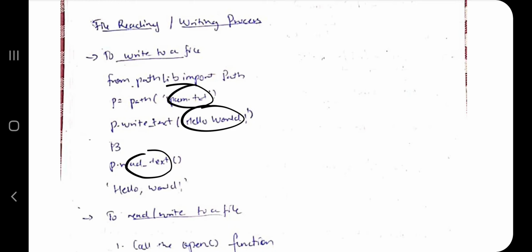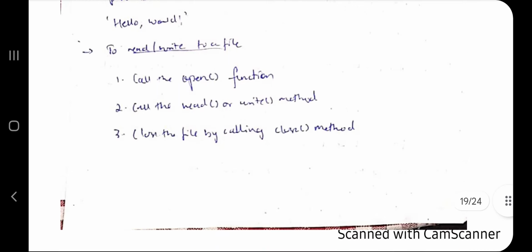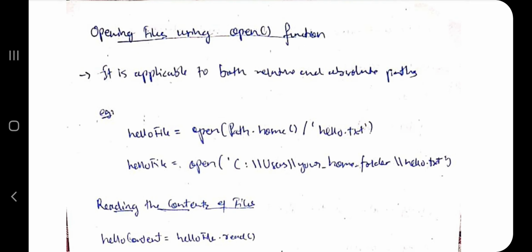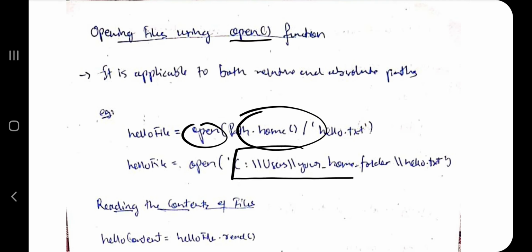Then before closing the program, you have to close the file. Okay. And these are the main three functions: open the file, read or write, and then close the file. Now there are many formats in which you can open and close the file. One of the formats is using the open function with the path name, where you can write the absolute path name or the relative path name.